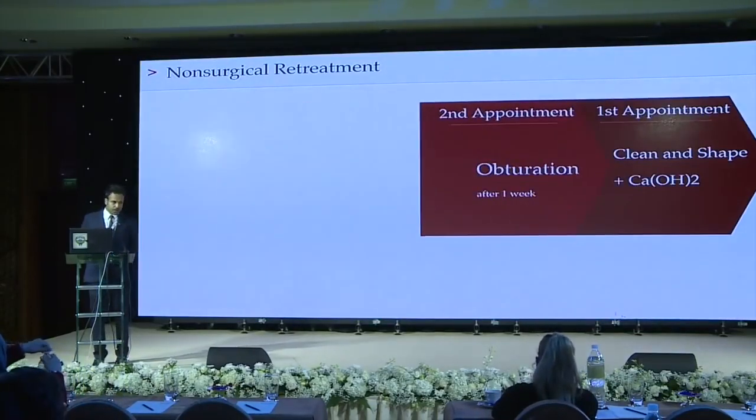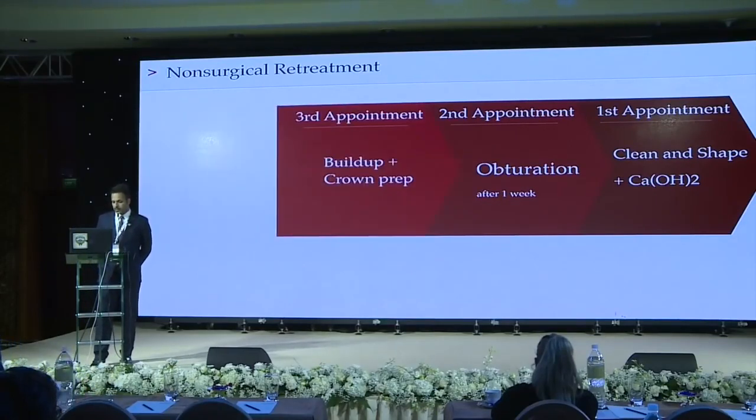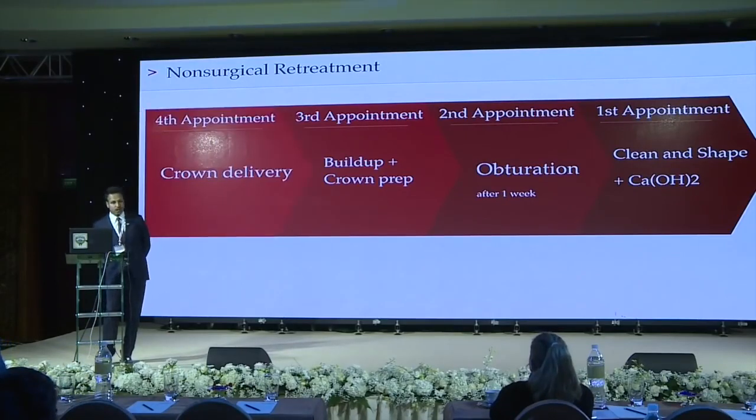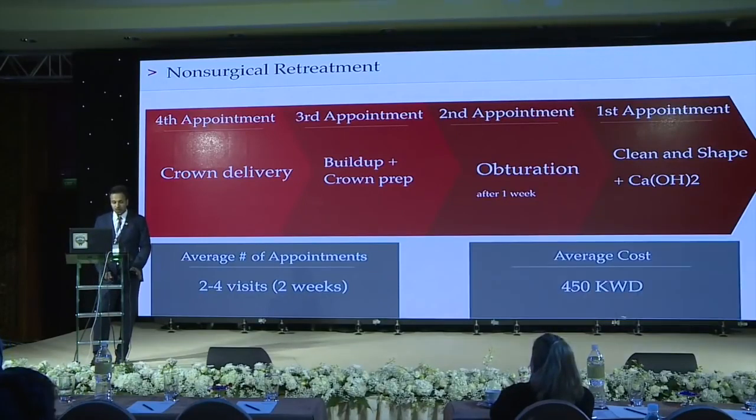Now, retreatments are usually done over 2 visits. In the first visit, we clean and shape and place calcium hydroxide. And then after a week, we obturate the canal. And if you haven't done your access conservatively, you might have to redo the crown, which is going to take another 2 visits. So the average number of appointments for retreatment is from 2 to 4. And the cost in Kuwait is around 450 KD on average.